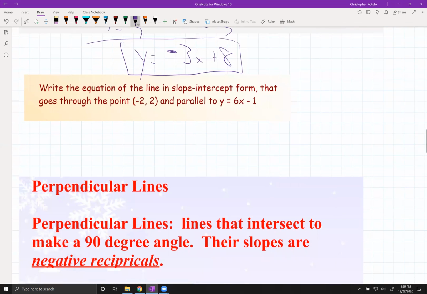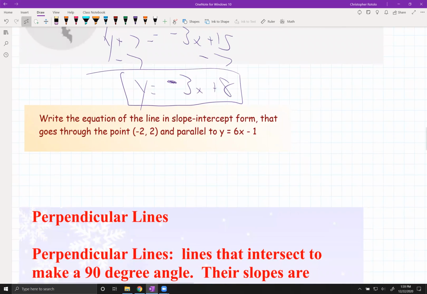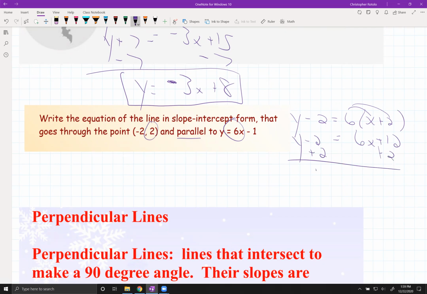All right, looks like we got one more of those until we start talking about perpendicular. So let's get this one out of the way. And again, it says parallel. I already see that the slope is 6. So we're going to start off by putting it in point slope form: y minus 2, because it was plus 2, so I'm going to use minus. Slope is 6 times x plus 2. Let's distribute: 6x plus 12. y minus 2, add that 2 over there because we need y all by itself.